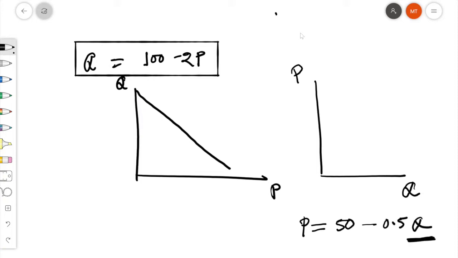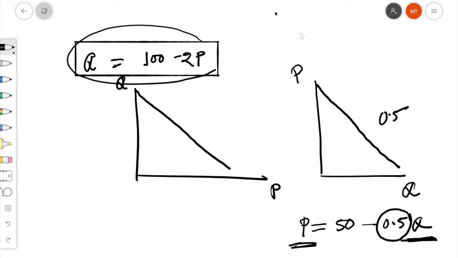So where Q is on the horizontal axis and P is on the vertical axis, we'll draw a demand curve like this. And this demand curve has a slope of 0.5. So in order to convert the demand curve so that quantity is on the horizontal axis and price is on the vertical axis, we need to invert this demand function like this one, so that we get an inverse demand equation, where quantity is on the horizontal axis and price is on the vertical axis.